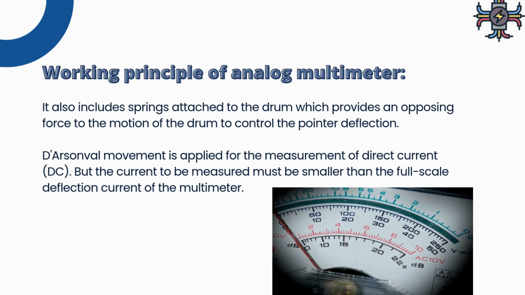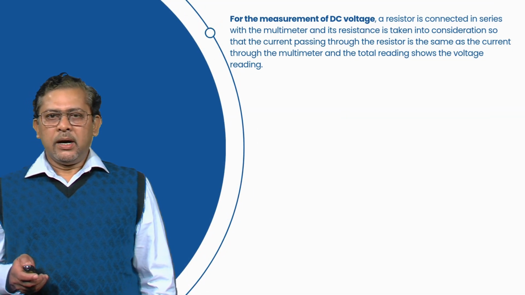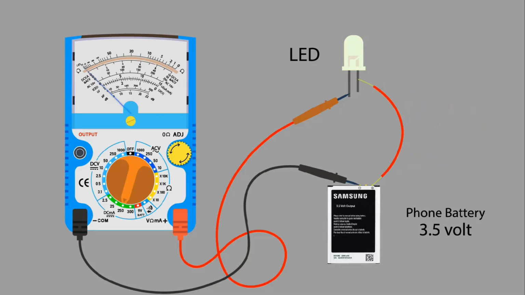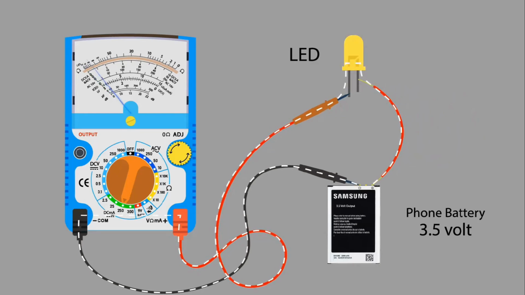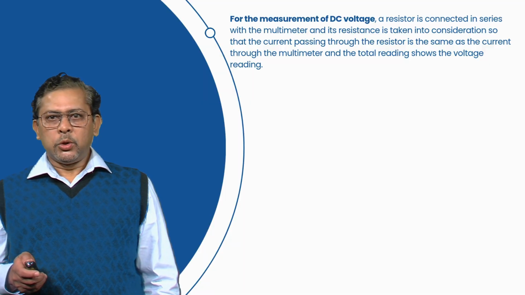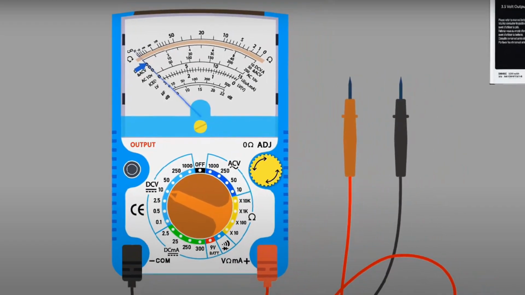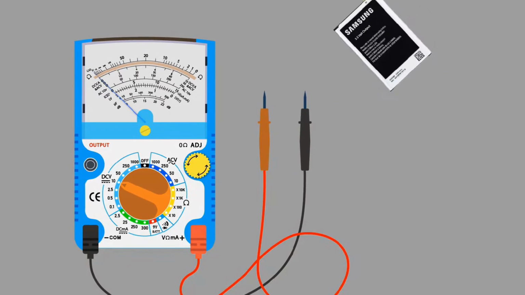D'Arsonval movement is applied for the measurement of direct current, which is abbreviated as DC. But the current to be measured must be smaller than the full-scale deflection current of the multimeter. Now, for the measurement of the DC voltage, a resistor is connected in series with the multimeter and its resistance is taken into consideration so that the current passing through the resistor is the same as the current through the multimeter, and the total reading shows the voltage reading. For voltage measurement, the instrument is connected in parallel with the unknown voltage source.